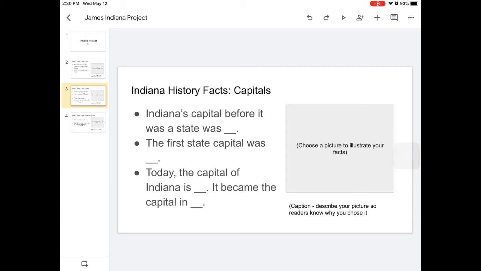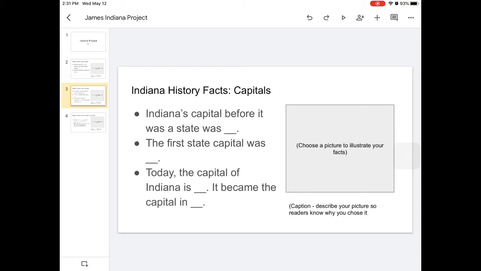Indiana's capital before it was a state was. Okay, so I'm going to write capital before state. Give myself some space to write that. The first state capital was, okay, then I'm going to write first state cap. Give myself some space to write that. Today, the capital of Indiana is blank. It became capital in. Okay, today capital, and I'm going to write when became. Okay, that's 4 pieces of information.